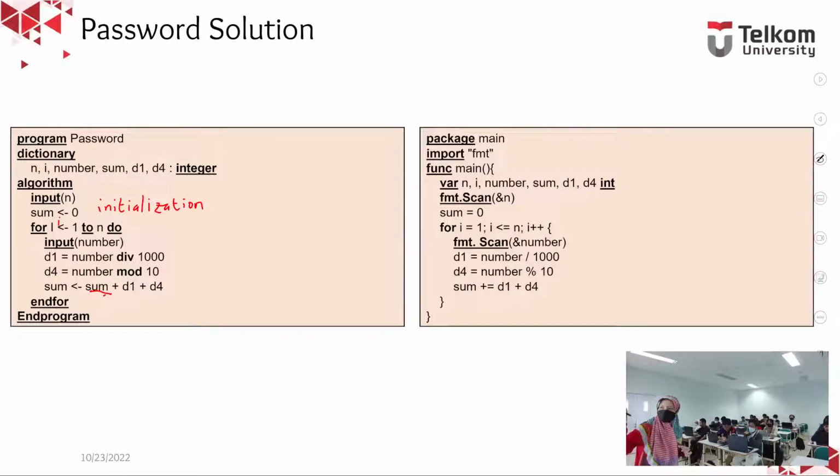In this block, this is one line. For I to n do input number. Because in every line the computer will need input from the user, it will take input. And this is the first digit, and this is the last digit. And then the addition of the first and the last digit will be incremented to sum.